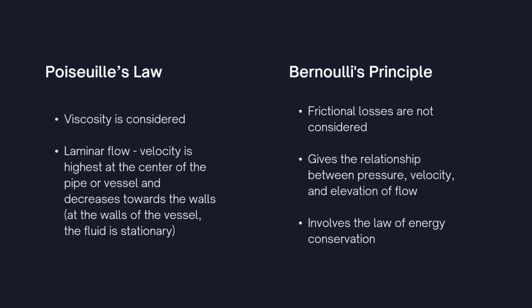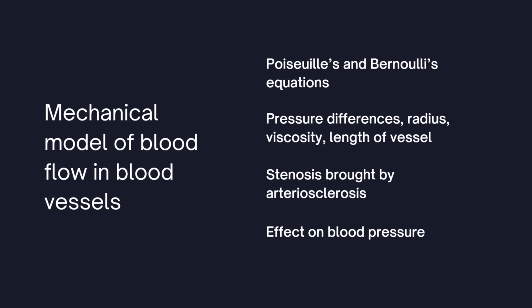For the objectives, this study aims to make a mechanical model of the blood flow in blood vessels. Specifically, it aims first, to propose a mechanical model of a horizontal blood vessel emphasizing the applications of Poiseuille's and Bernoulli's equations. Second, to study how the pressure differences in the vessel, radius of a vessel, viscosity of the blood, and length of a vessel affect blood flow. Third, to imitate the stenosis brought about by arteriosclerosis on the mechanical model. And lastly, to investigate the effects of arteriosclerosis on the blood pressure in the constricted region.